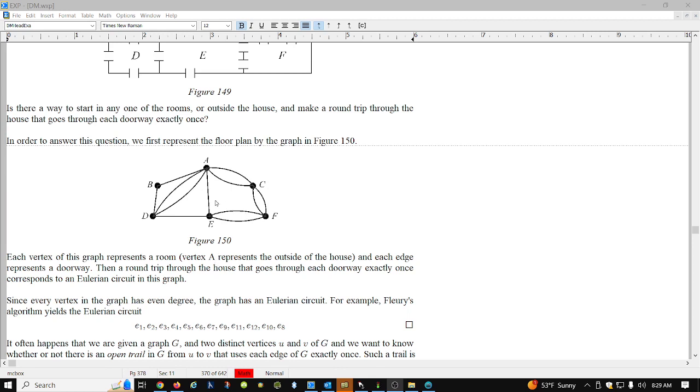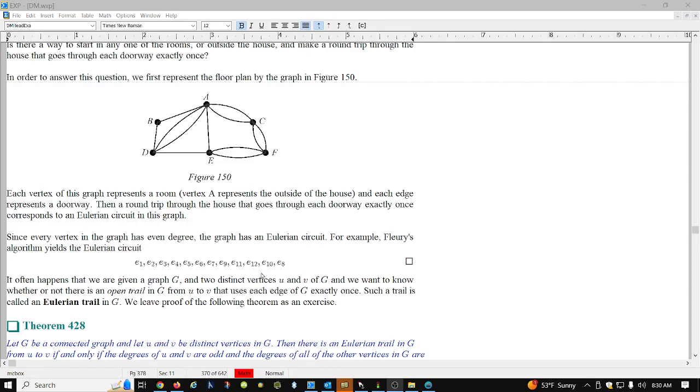Every vertex in the graph has even degree, so the graph is Eulerian, and we can use Fleury's algorithm, for example, and one circuit it will produce is this one. It's just one way to write the circuit. There's only one Eulerian circuit in the graph. It's just a question of how you describe the edges, in what order you write the edges. Okay.